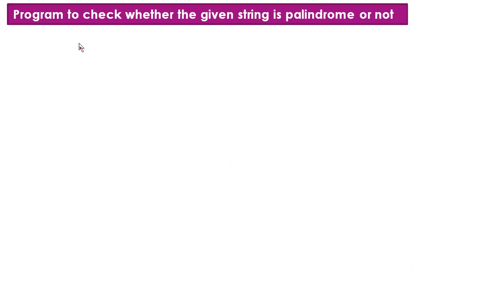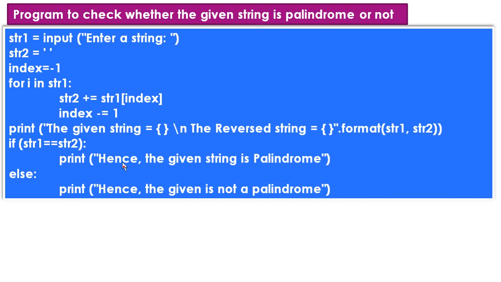Next, some example programs are illustrated. First one, a program to check whether the given string is a palindrome or not. What is a palindrome? A palindrome is when the given string is equal to the reversed string. When the given string is equal to the reversed string, that is called a palindrome.